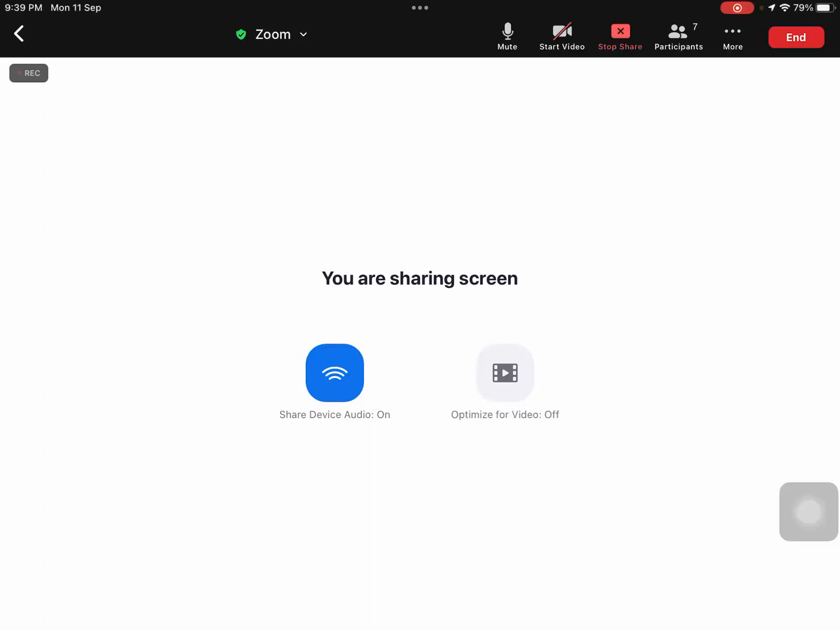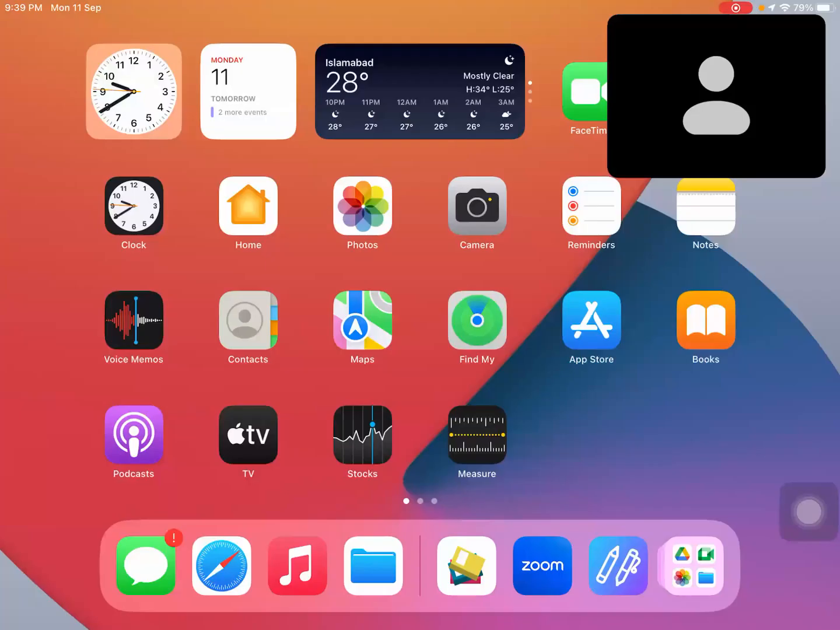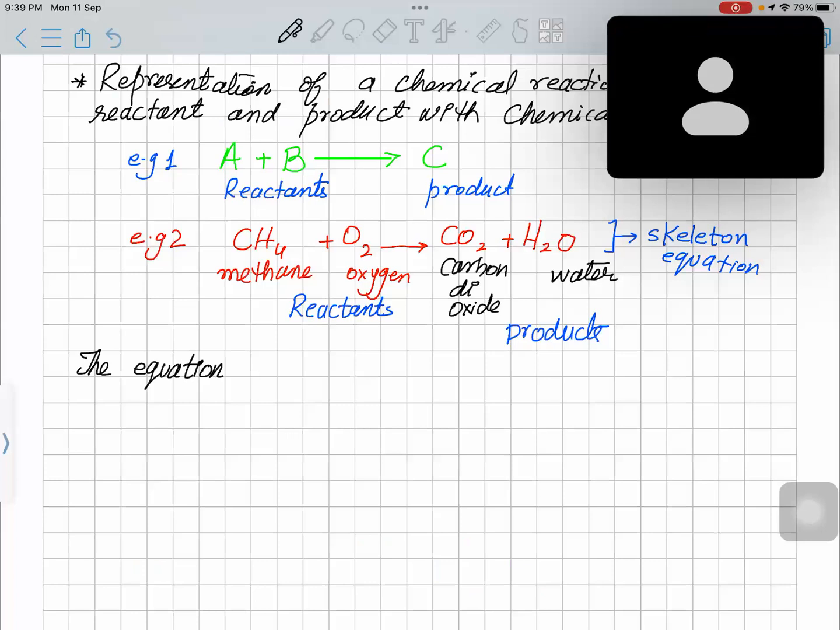तो वी आर टॉकिंग अबाउट द स्केलेटन इक्वेशन। देखो वो इक्वेशन, मेरी बात गौर से सुनना, which shows formula of the reactant and the product, and there is no relative amount shown. Relative amount means how many CH4, how much oxygen, how much methane react to form carbon dioxide and water. Such equation is called skeleton equation.